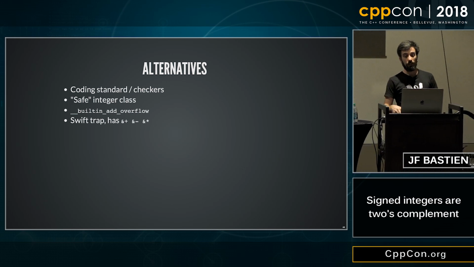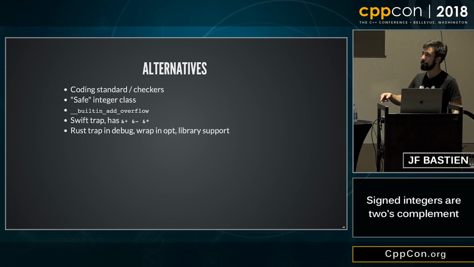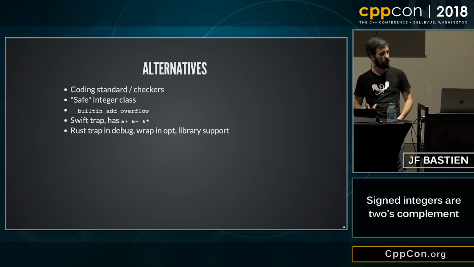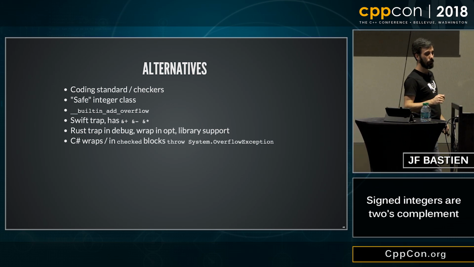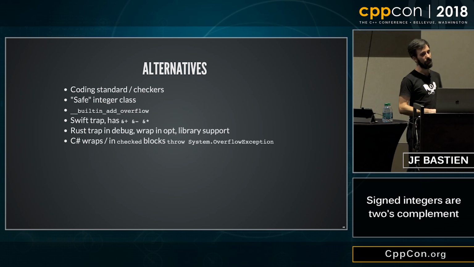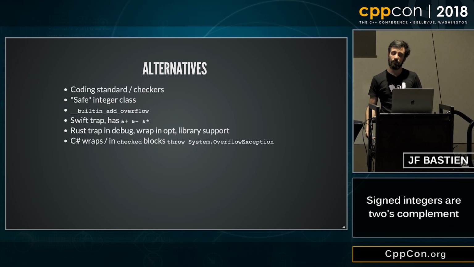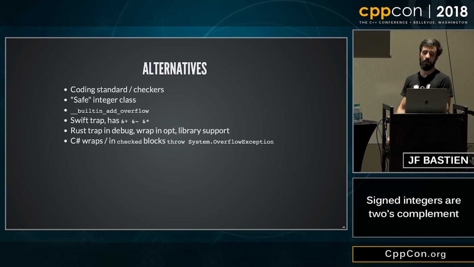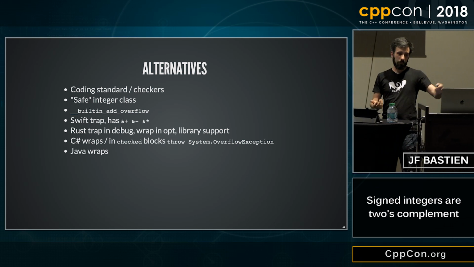Well, it turns out that other languages do different things. Rust will trap in debug and wrap in optimized builds, and it'll have library support for integers that behave differently. It's a bit weird, but you know, Rust does some good stuff. Maybe that's a good idea. All right. Well, C# will wrap by default, except in checked blocks, where it'll throw a system overflow exception. Okay, that's another design point. Maybe we could do that. But like throwing exceptions on addition is really not a thing that I want in C++. I want fewer throws, not more. So I'm not a fan. Java, it wraps. Okay, maybe we could do that.